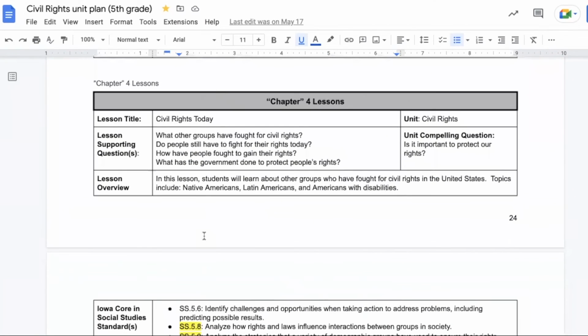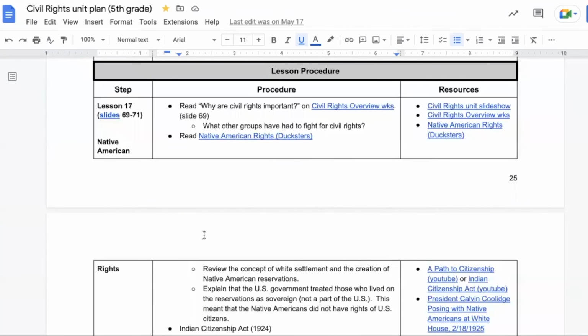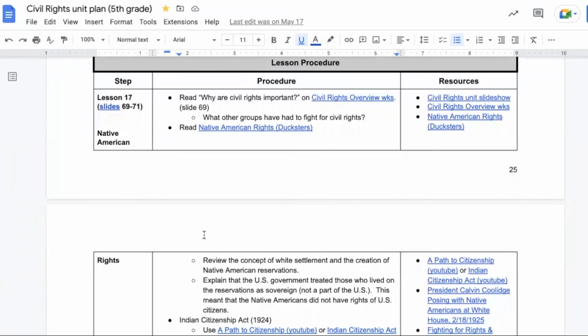Chapter 4 is entitled Civil Rights Today, and we're taking a look at what other groups have fought for civil rights and whether or not people still have to fight for their rights. Lesson 17 spends time considering Native American rights, thinking back to white settlers coming into the area, and eventually the U.S. government creating reservations and forcing Native Americans off their lands.